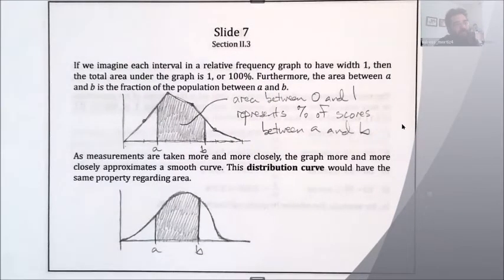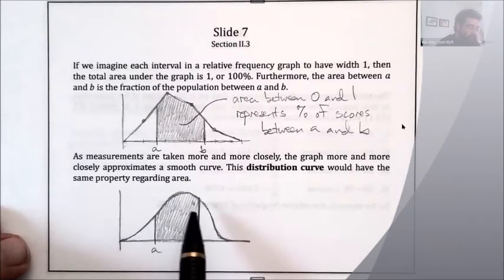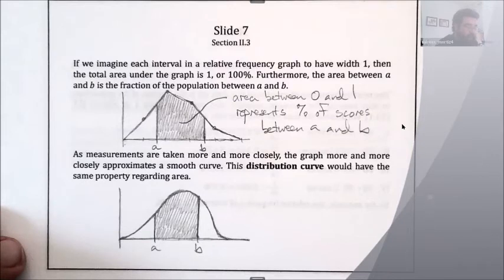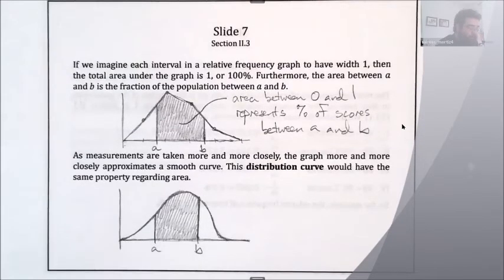This might happen if your measurements are so precise that the intervals are so skinny that this just turns into a smooth curve. Or it could be that the population is just so large that for all intents and purposes it's smooth. So in the news, when you see those little curves for the coronavirus and how they're trying to flatten the curve, that's the case. The population is so large that you can approximate the number of cases day by day using a smooth curve.